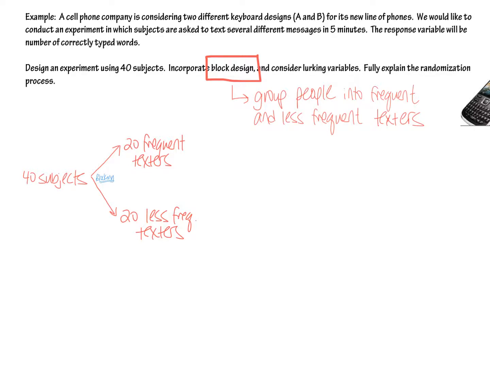And so I've started to show this tree that I'm going to draw out in order to incorporate my design. And so what I've done here is I have my 40 subjects, I divided them into 20 and 20, and I'm labeling them how I'm dividing them. And I'm mentioning here that this is blocking that I'm using in order to divide them first of all. Next thing it asked me to do is fully explain the randomization process. So now that I have them divided into 2 groups, what am I going to do now?